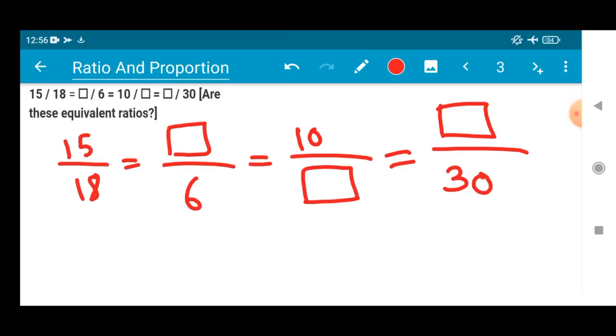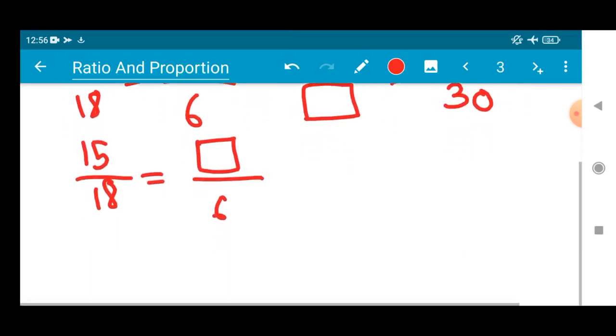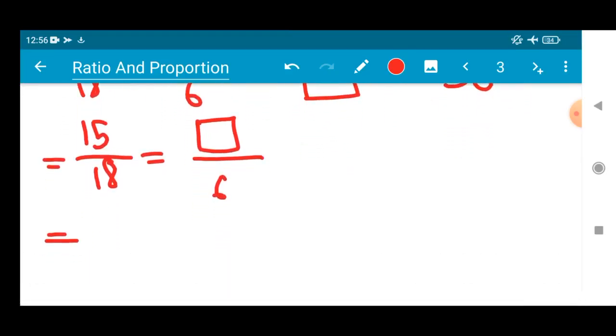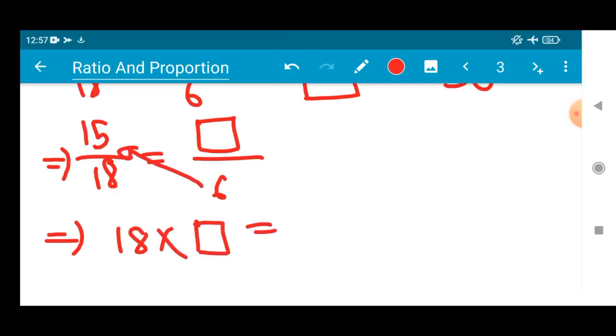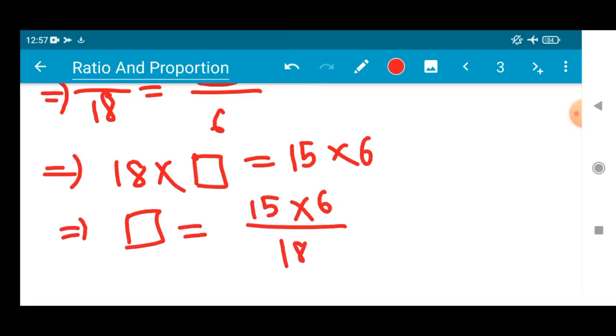Now let us first of all find the value of this box. I will take only this part, that is 15 by 18 is equal to box divided by 6. Now I will use the cross multiplication method here, which will help you to solve easily. 18 into box is equal to 15 into 6. So this is called the cross multiplication method. Now I have to find the box, so box is equal to 15 into 6 divided by 18. So this 18 became the denominator now.